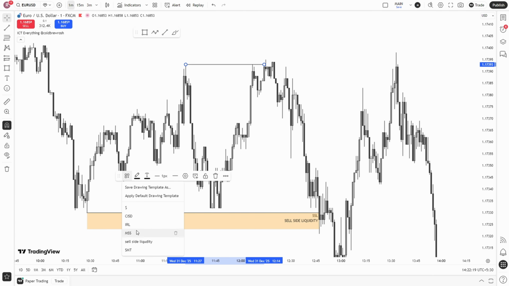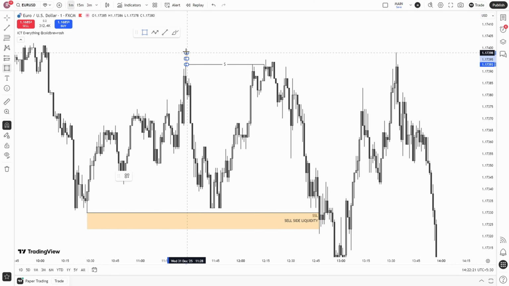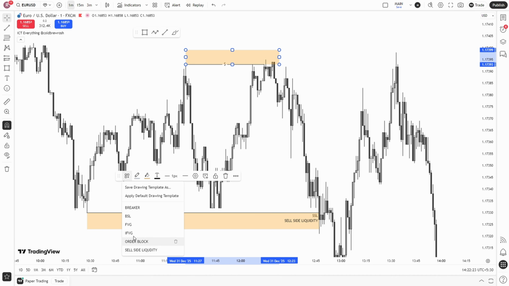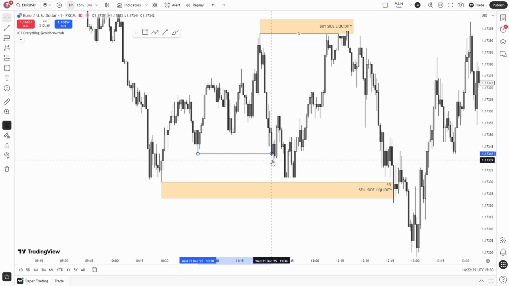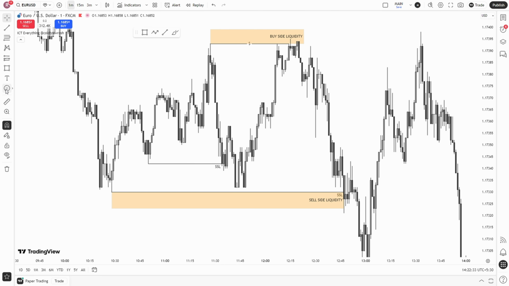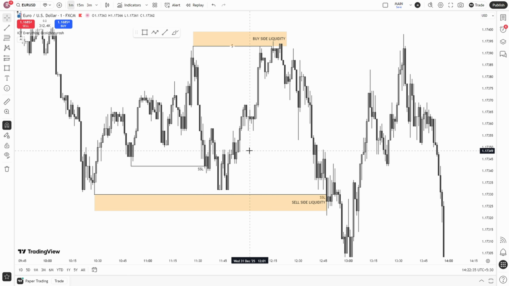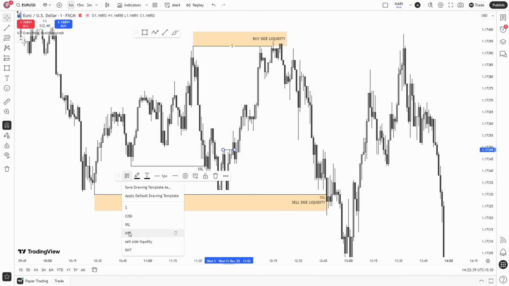Once we have that marked out, then we're going to check if we have any internal range liquidity inside this range. Here you can see we have a low put in after the liquidity sweep. After that, you can clearly see a huge displacement to the upside. Right here, we get our market structure shift, and this is where we can look for our entry.